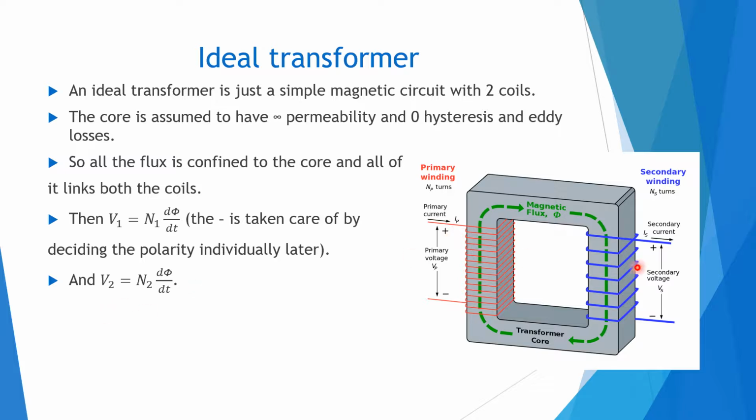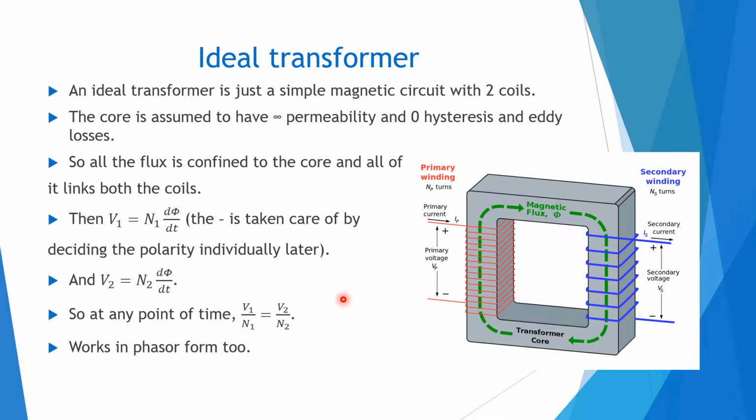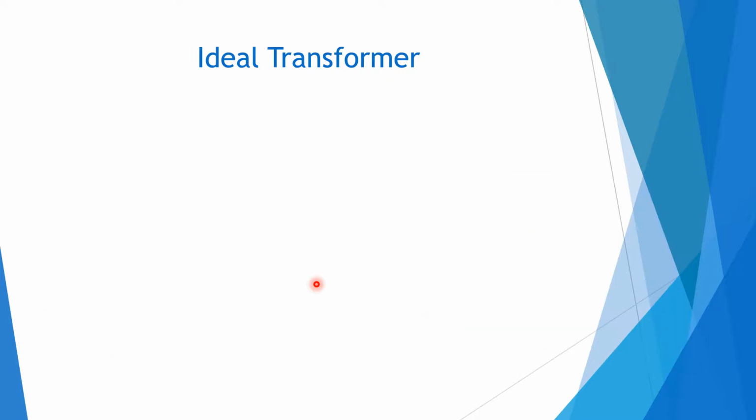Similarly, ignoring the minus, V2 is N2 d phi by dt. d phi by dt is the same because phi is the same, and hence V1 by N1 is V2 by N2. So this is the stepping up or stepping down of the voltage. In what ratio does it happen? Well, V1 by V2 is N1 by N2. And since this is true at any point of time, if you put in a sinusoid, that would also work. And hence, technically, in phasor form, this works. So you just put tildes over the variables, and that's it.